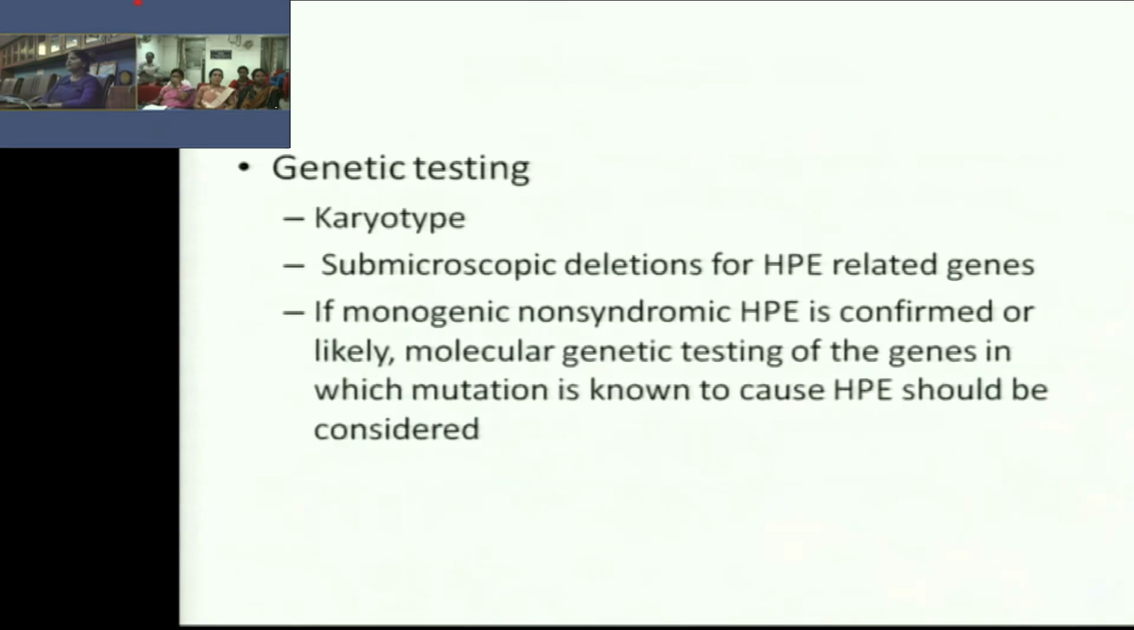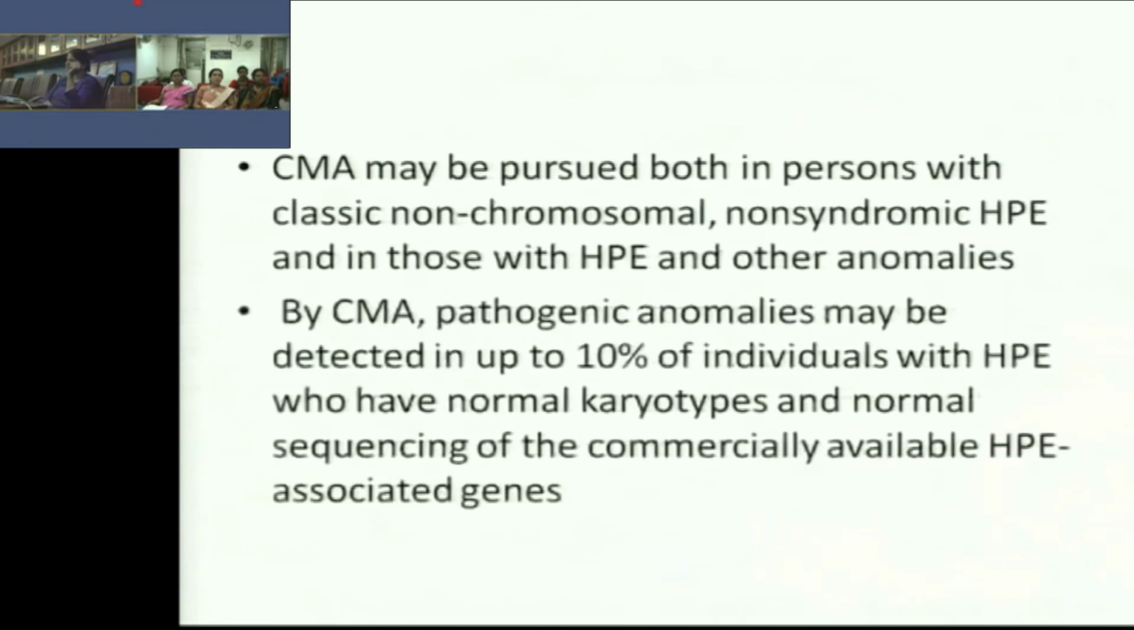So in genetic testing, we can start with the karyotype, as I said, because chromosomal anomalies are observed in 25 to 50% of the cases. Then for some microscopic deletions, and if monogenic non-syndromic HPE is confirmed or likely, then we can go for clinical exome or the complete panel for HPE genes. Chromosome microarray detects pathogenic anomalies in up to 10% of individuals with HPE.